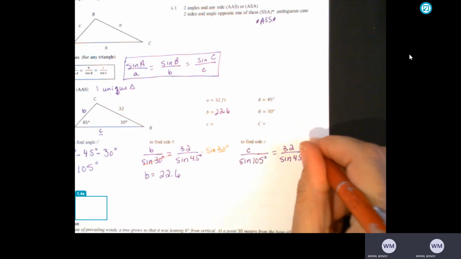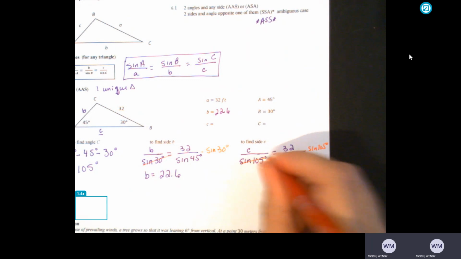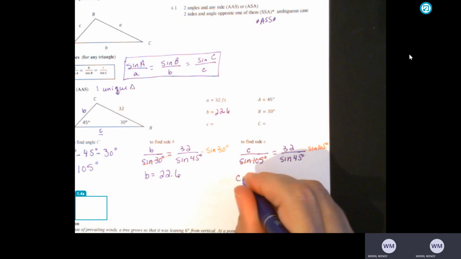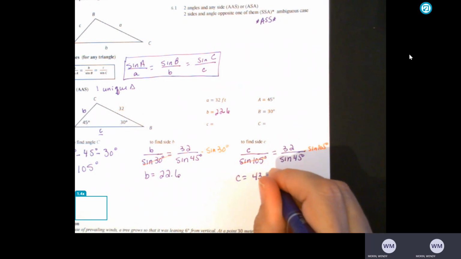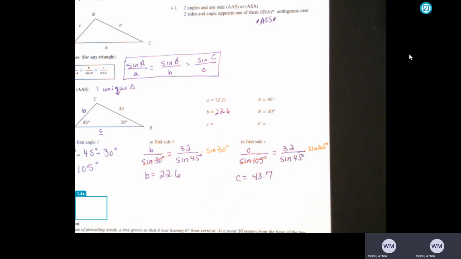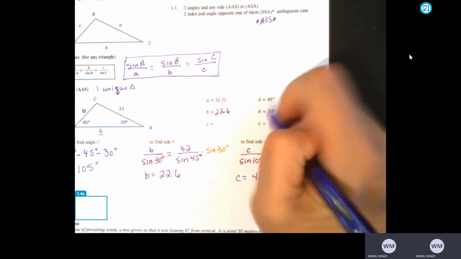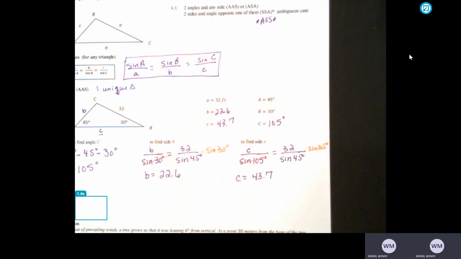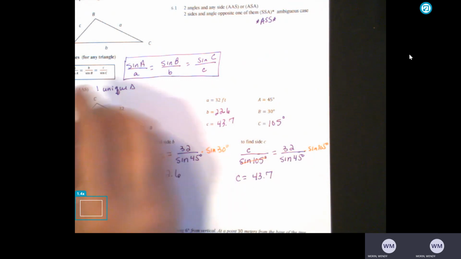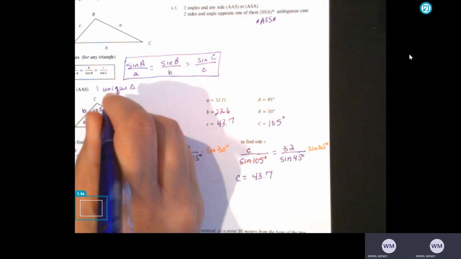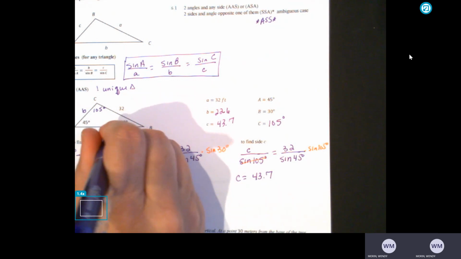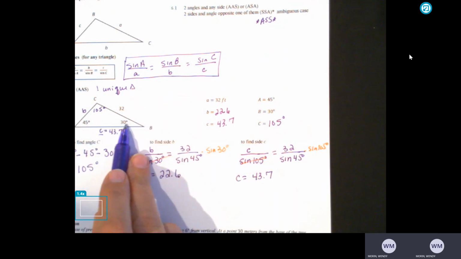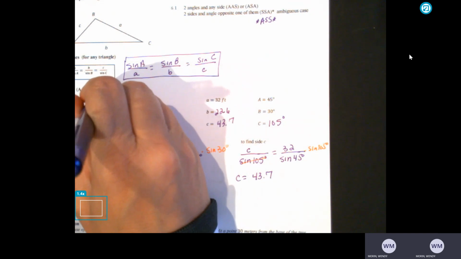So again, to solve for C, I'm just going to multiply both sides by the sine of 105, and I will type this into my calculator, and I will get 43.7, again, units, whatever the length might be, they don't give it to us. So 105 and 43.7. So I'm just going to go ahead and put these values here. This angle right here is 145 degrees. Side C we calculated as 43.7, and side B we calculated at 22.6.